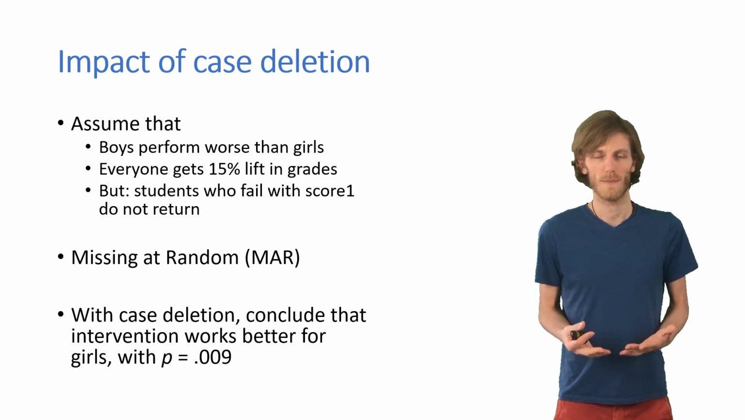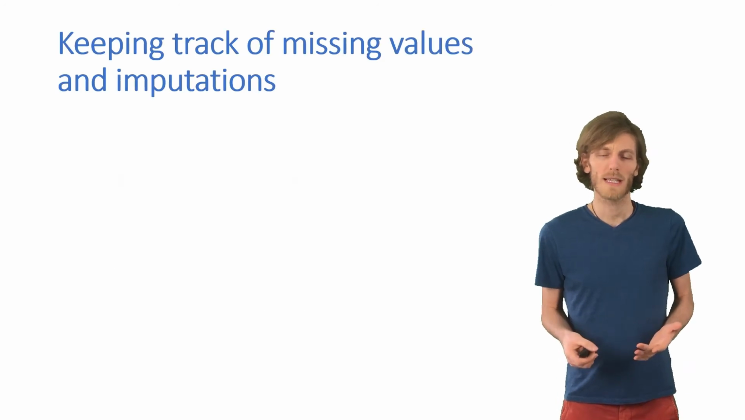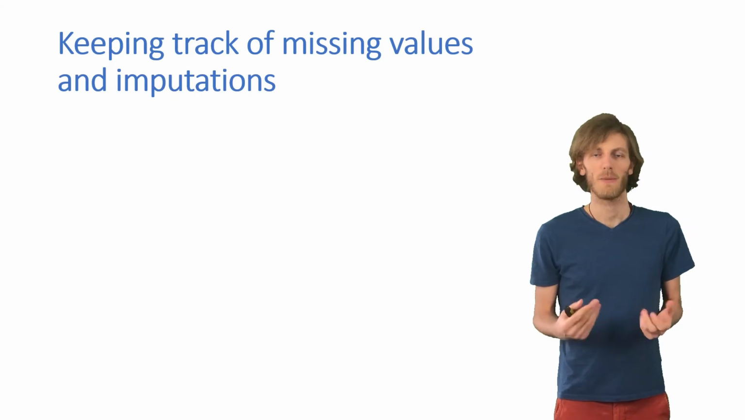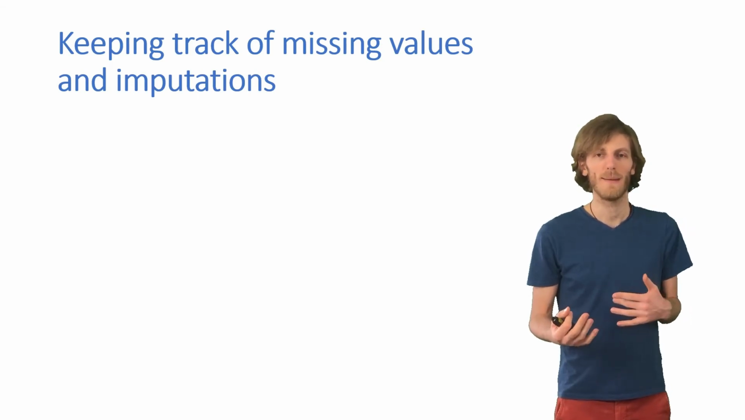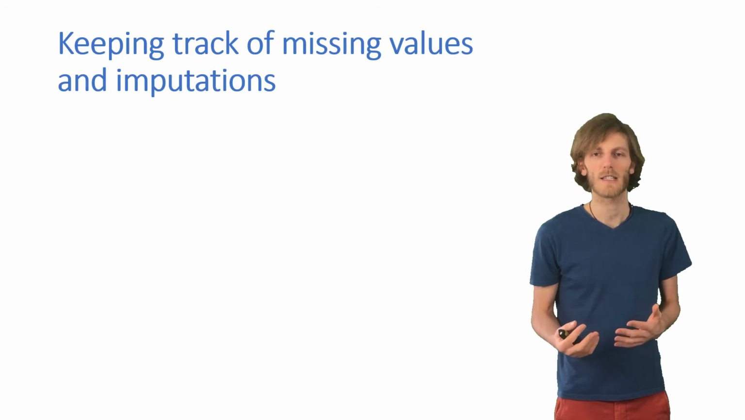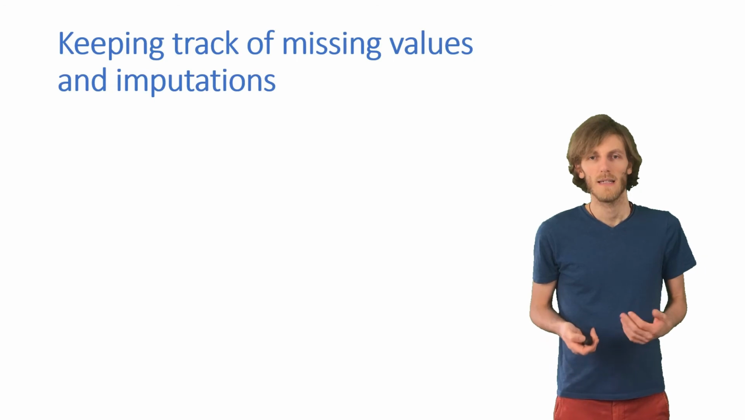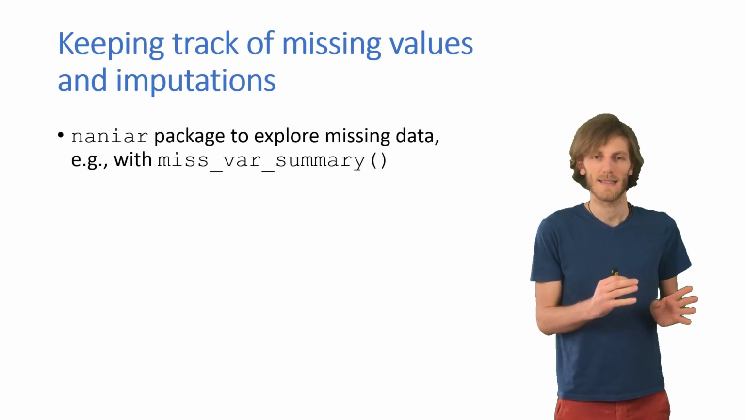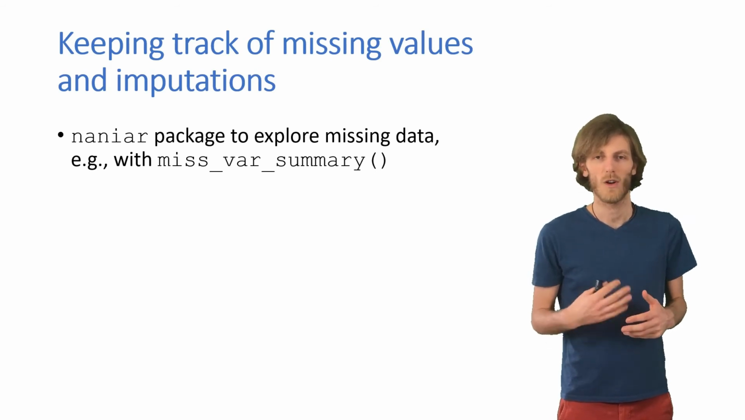So we do want to do imputation. Whenever we do imputation, we want to make sure that we keep track of which values were missing in the beginning. If we don't do that, we won't be able to be transparent, and we won't be able to see whether our imputation has changed our results. To do that, we will be using the naniar package.